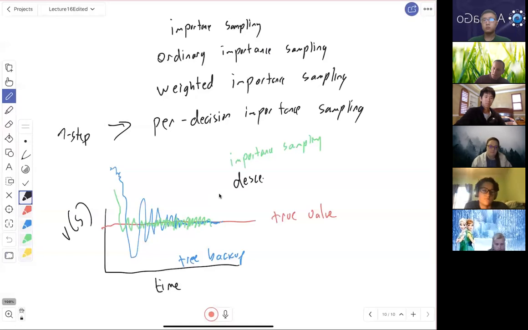The descending sigma tries to really have the best of both worlds. It starts out like the green one, so it quickly gets in close here, but over time it's going to reduce the variance. So like the tree backup, it eventually gets both the true value with a low variance, but it does it more quickly than the tree backup all the way. Got it, thank you. Sure thing.